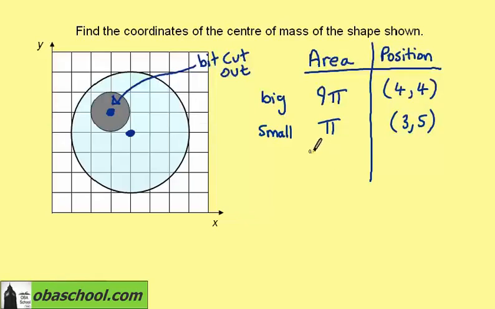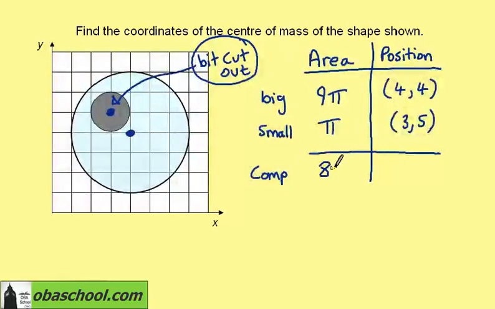Now consider the composite shape, the large circle with the small one cut out. The area of the composite shape with the bit cut out is 9 pi minus pi, which is 8 pi. We don't know the coordinates of the center of mass, so we call them x bar and y bar.